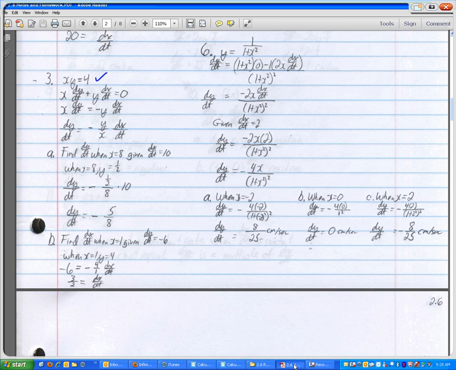Okay? So, product rule. Now remember, x is a function, y is a function. Product rule. First function times the derivative of the second. What's the derivative of y? dy/dt. Plus the second function, y, times the derivative of the first. What's the derivative of x? It's not 1 anymore because x is a function of t. So it's dx/dt. On the other side, the derivative of 4 is 0.